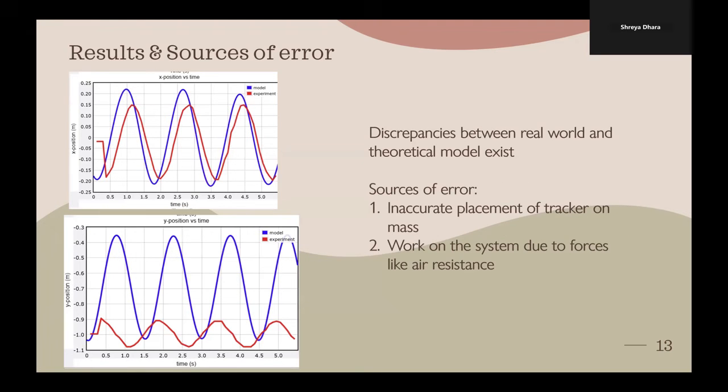So, and then here are our graphs, to compare the model to the experiment. So for the X position, we're definitely closer than we were for the Y position. As you can tell, the model did not match the experiment very well in the second snippet. And I think this could be due to some sources of error, including the inaccurate placement of the tracker on the mass.